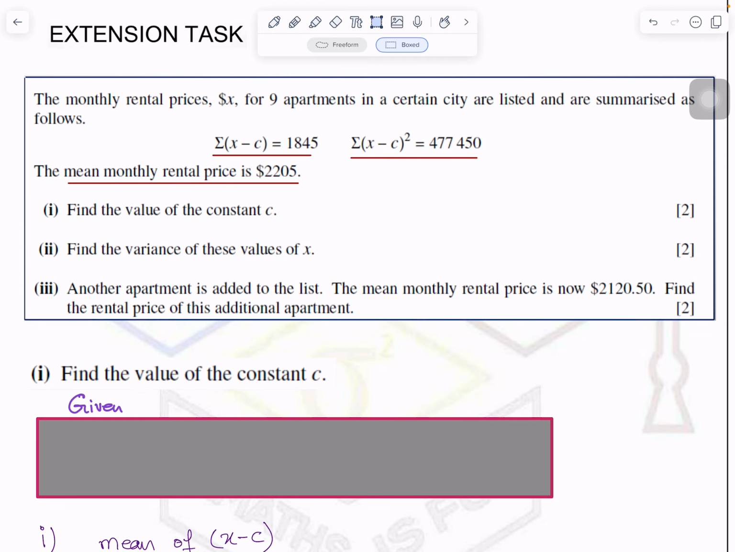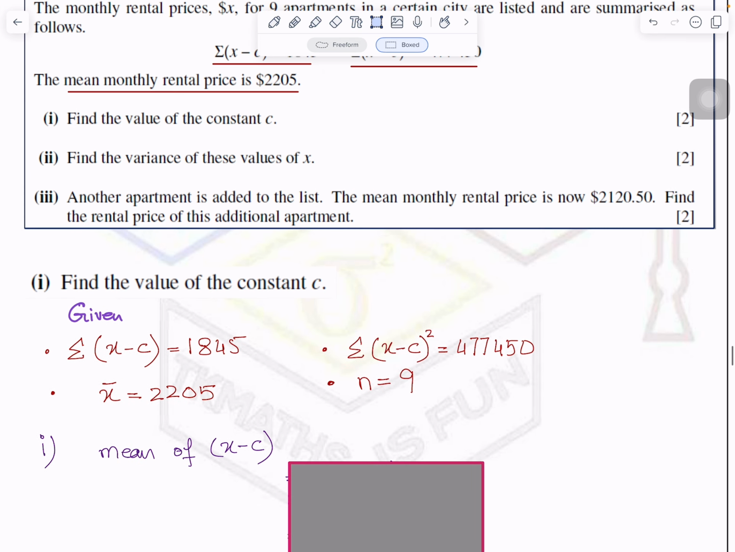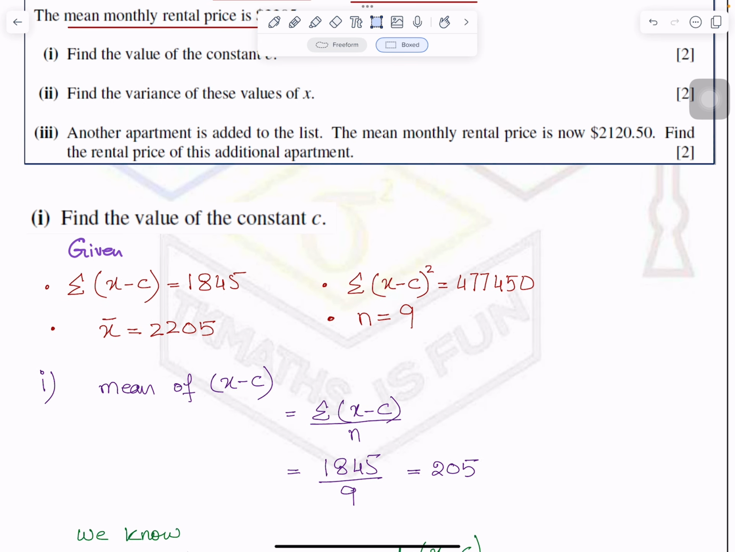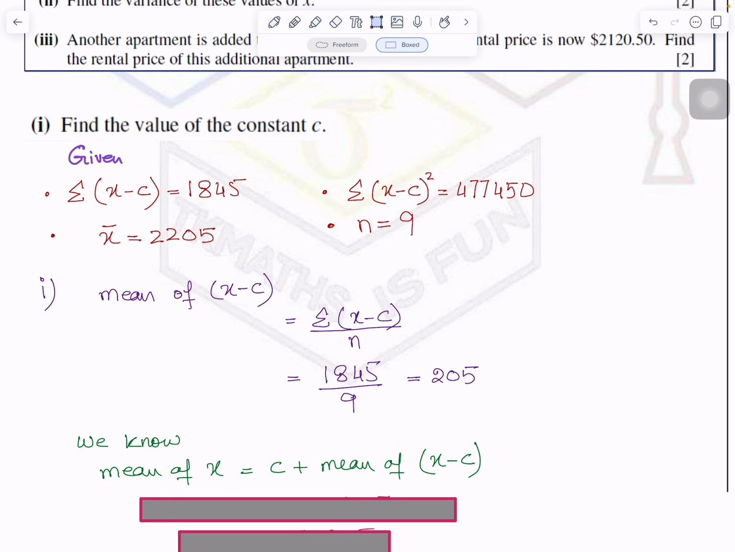So what is given to you in the question, I have jotted down here again. This is the information given to you, and you have to find the value of constant C. So what is the mean of X minus C? As I have explained to you earlier how to write it down, it is equal to 205, right? And I have explained in the earlier video how to get the mean of X if the mean of X minus C is given. You can see here also, because C is the value which you are subtracting from each data.